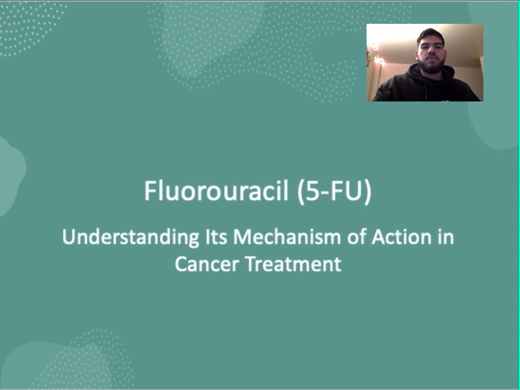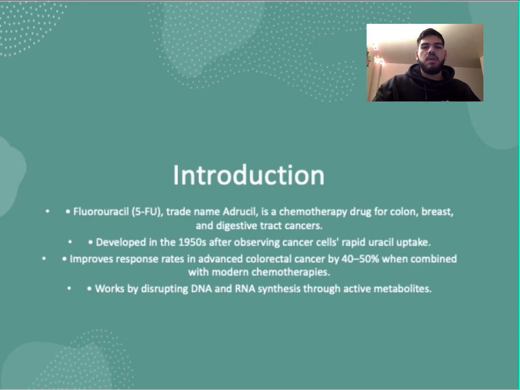5-FU was first developed in the 1950s after scientists observed that cancer cells utilize uracil more rapidly than normal tissue. This discovery led to the development of fluoropyrimidines, including 5-FU. Over the years, combining 5-FU with newer chemotherapies has significantly improved response rates for advanced colorectal cancer by as much as 40% to 50%.